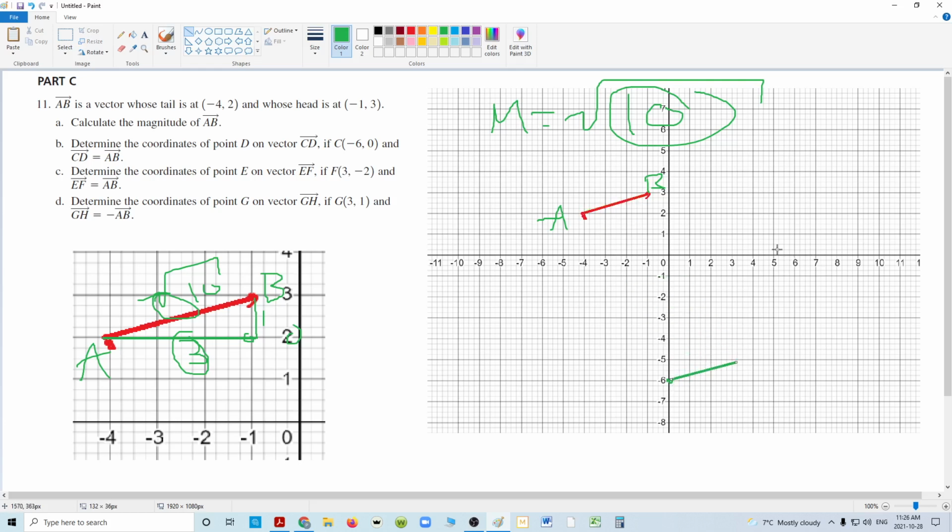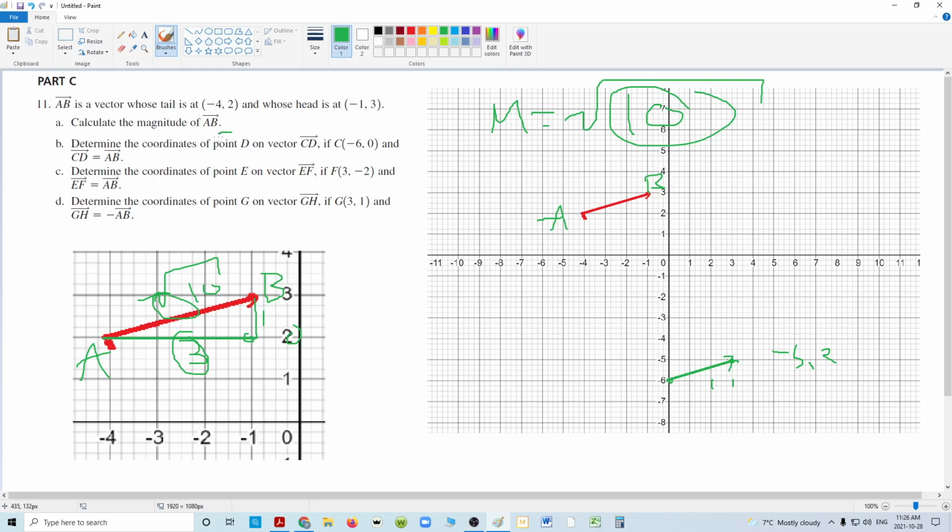But another way to do it is to say, okay, well, we know that this length is 3. So I'm going to go 1, 2, 3. And we know the height is 1. So I know it goes right here to -5, 3. And then I can just draw a line connecting those, like that. And then don't forget your arrows.